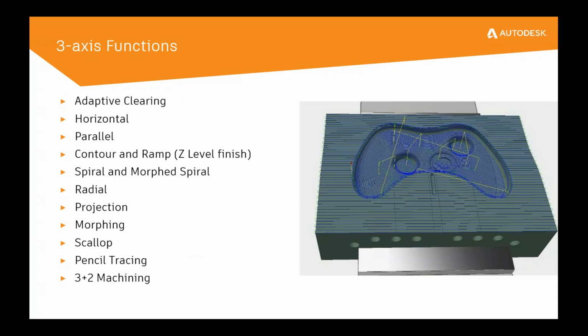3-axis functions, when you get into more of the contour shape parts, you have adaptive clearing. Horizontal machining, what a lot of software calls waterline machining. You start at the top and you step down as you machine the shape.